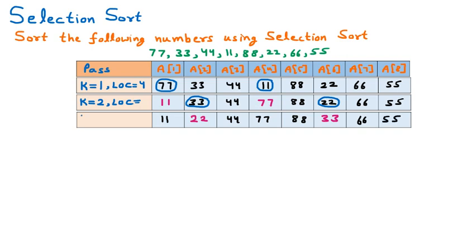Now here the value of k will increase to 3. So now we are going to select the third element, which is 44, and then we are going to find the location. In the previous step, the location was 6 because it was 22. Now here again in this step we are going to find out the minimum element out of the remaining list. Here we can see that the minimum element here is 33. So this 33 is selected and the location of this 33 is 6.